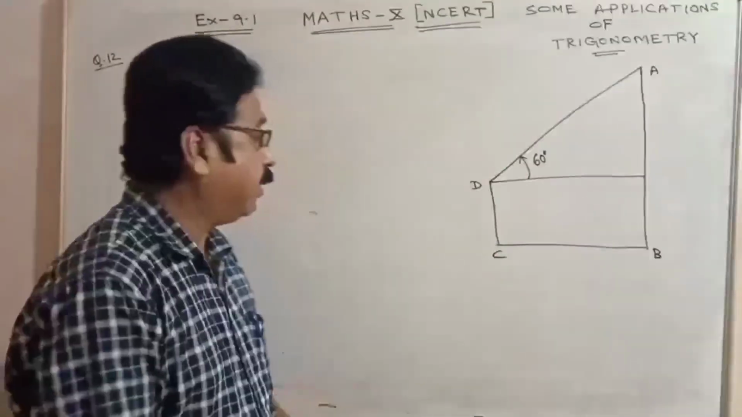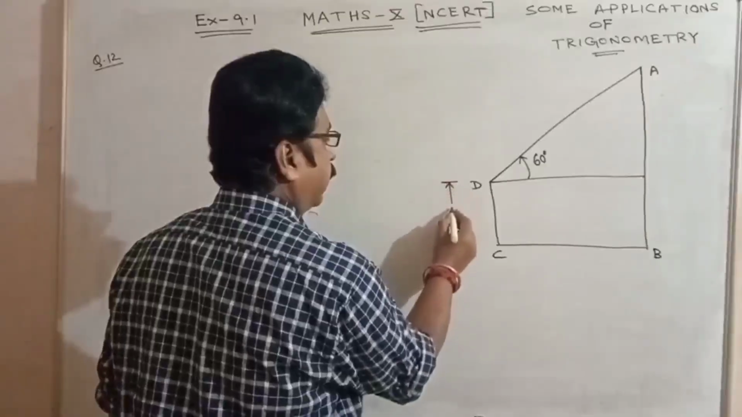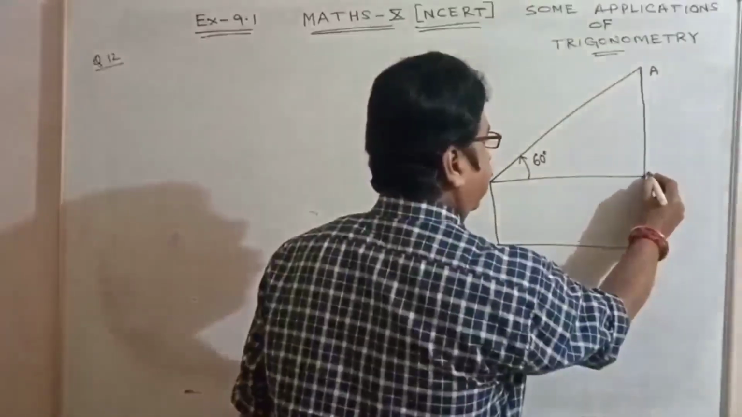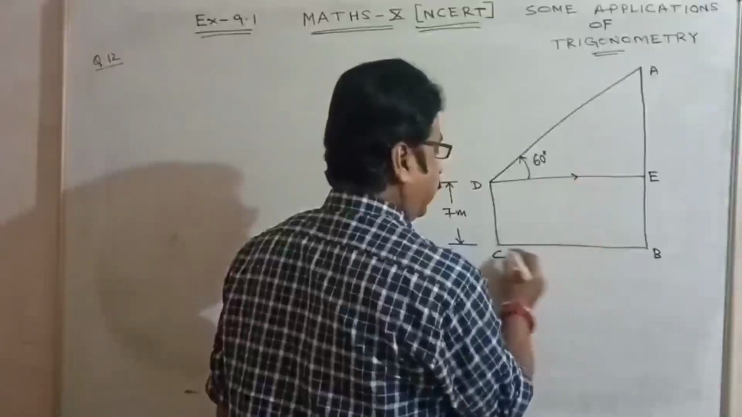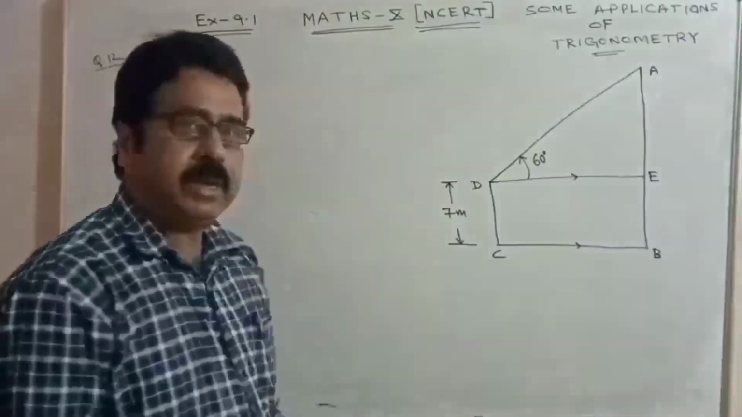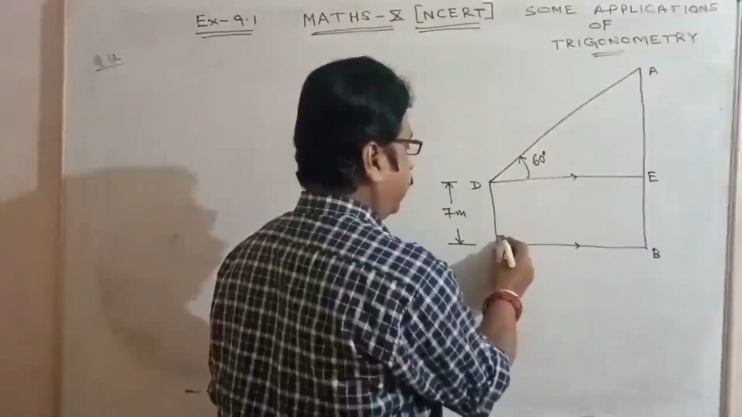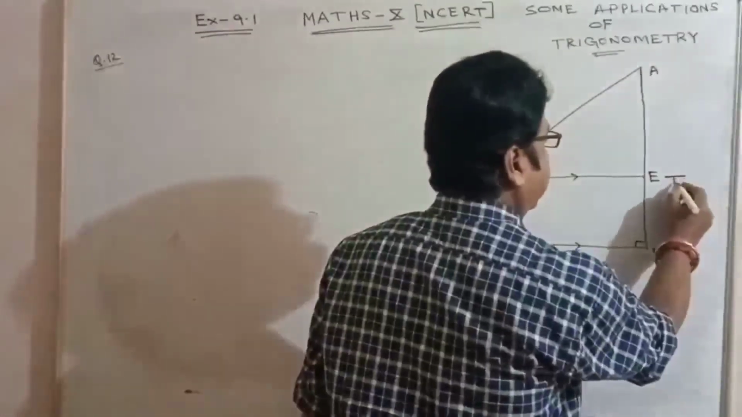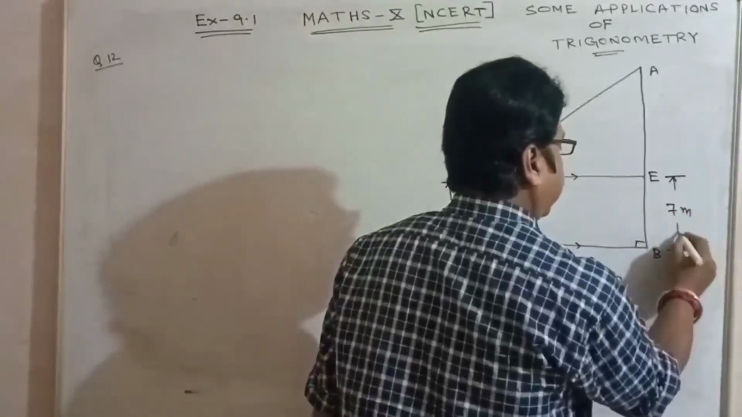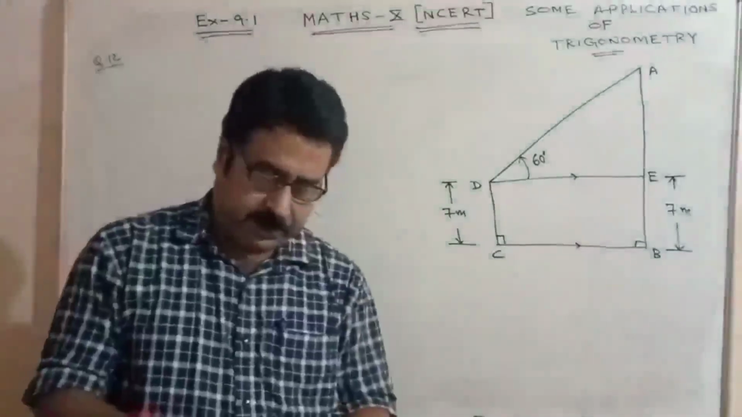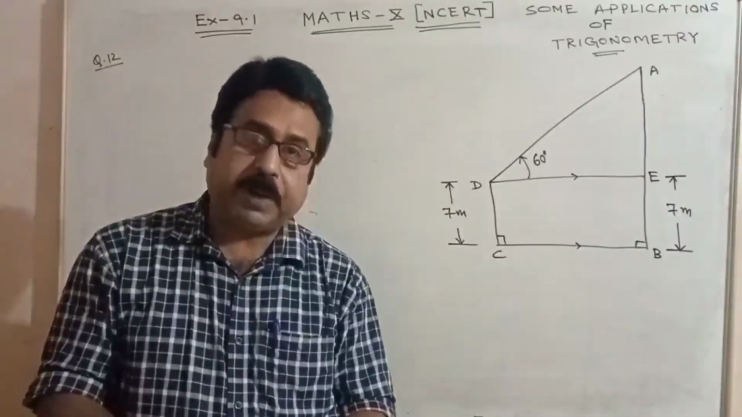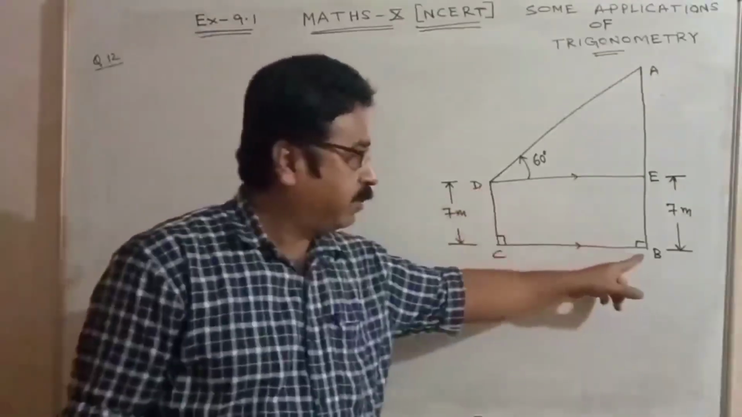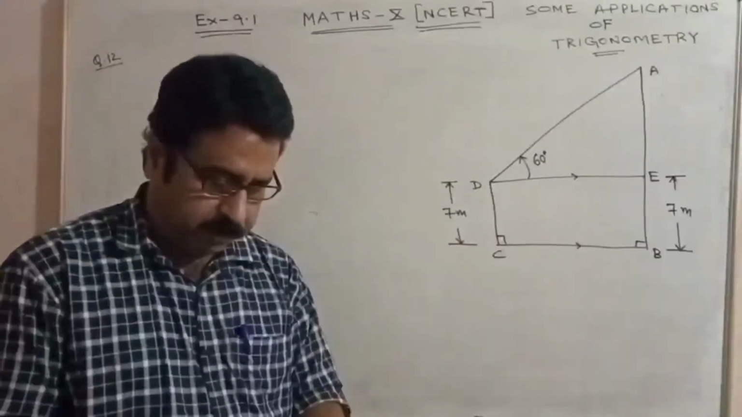Next, the height of the building is given. This is 7 meters. Suppose this point is E point. Now DE and BC. DE is parallel to BC. So this length DC should be equal to BE. This is also 7 meters. Next it is given the angle of depression of the foot of the tower is 45 degree. From the point D, the angle of depression of the foot of the tower B is 45 degree.